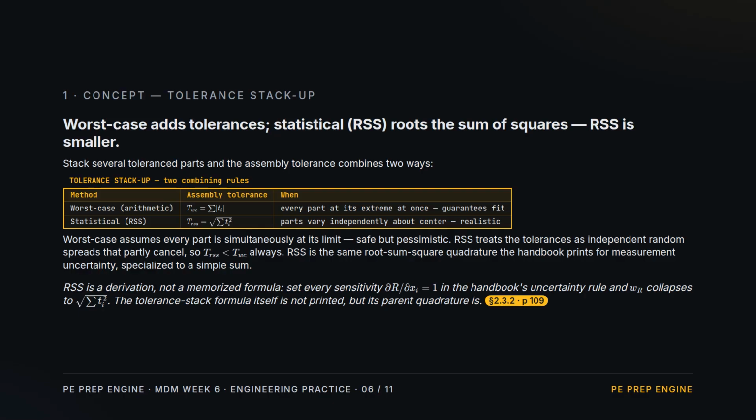So you take the square root of the sum of squares. RSS is always smaller than worst case. And it isn't a formula to memorize. It's the same root sum square quadrature the handbook already prints for measurement uncertainty. Just specialize to a plain sum, where every sensitivity is 1.